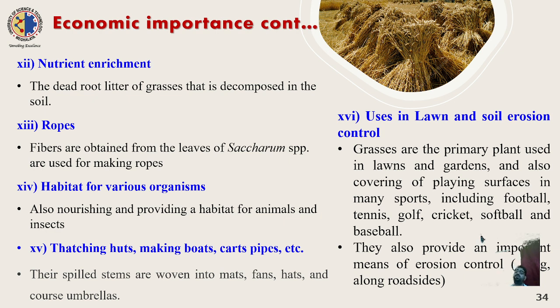These species are also used in lawns and soil erosion control. Grasses are the primary plants used in lawns and gardens, and also used to make playground fields for many sports like football, tennis, golf, and cricket. They also prevent soil erosion. They bind soil because of their fibrous roots.